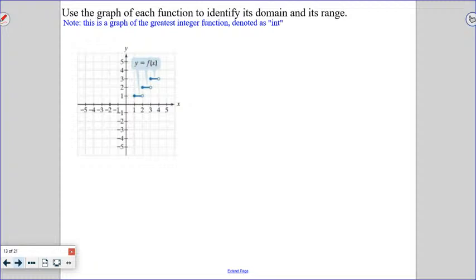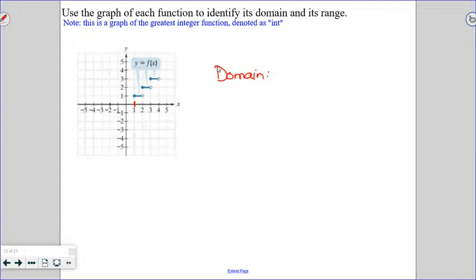This is a little clip of what's called the greatest integer function. It's a step function. These can become challenging for domain and range. Let's talk domain first. Farthest left that this graph goes, along my x-axis, we start seeing graph here at 1.